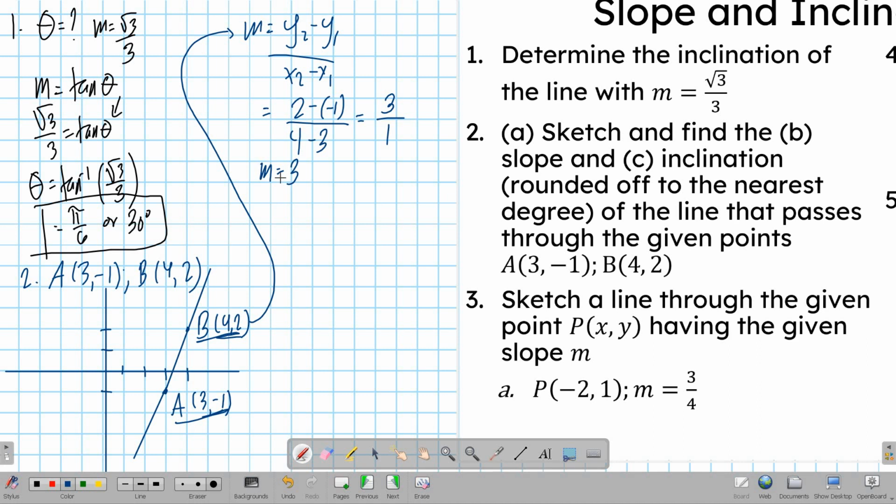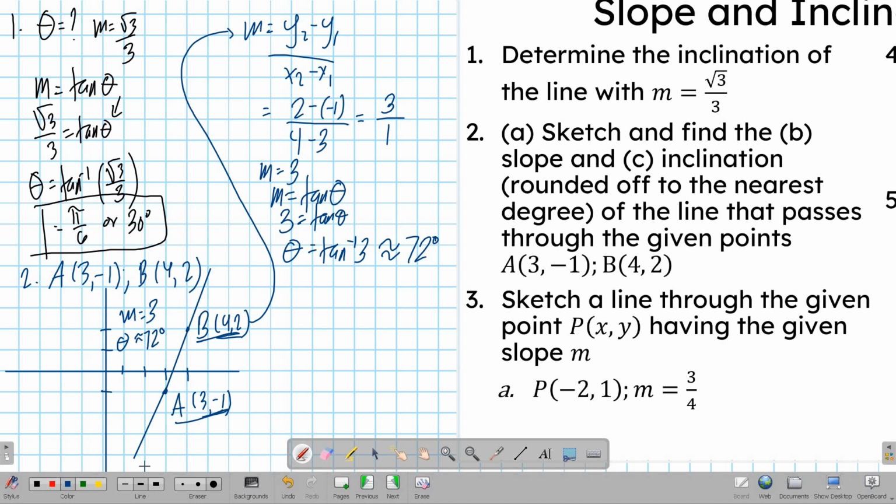Now, since slope is equal to 3, we can now look for the inclination. Because again, the slope is equal to the tangent of the inclination. So therefore, 3 would be equal to tangent theta, and then we look for theta. Theta would be equal to inverse tangent of 3, to find the value. And since it is not a special angle, we'll have to use a calculator. And this is approximately equal to 72 degrees. Therefore, this is the sketch of our line. The slope of this line is 3 and its inclination is approximately 72 degrees.